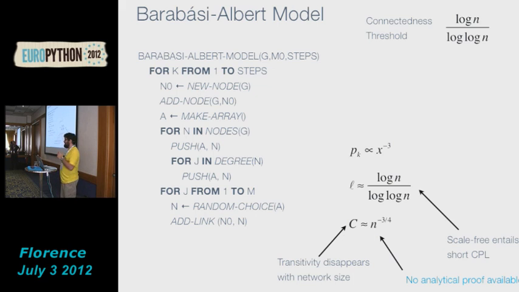Okay, so the model is like this. You start with n0 nodes, and at each step you introduce a new node that is connected with m existing nodes that are chosen according to preferential attachment. Preferential attachment means that the rich get richer. So if you have a lot of connections, you are more likely to receive these new edges than you would be if you had no connections. And when you have this kind of process, then you have a power law, or at least a fat tail, that has been proved.